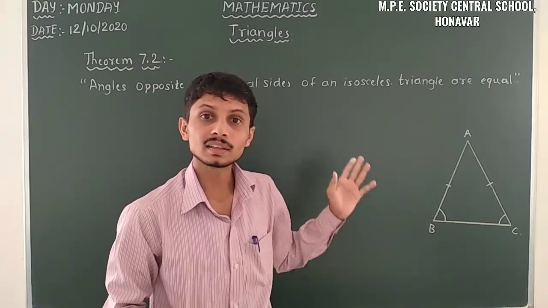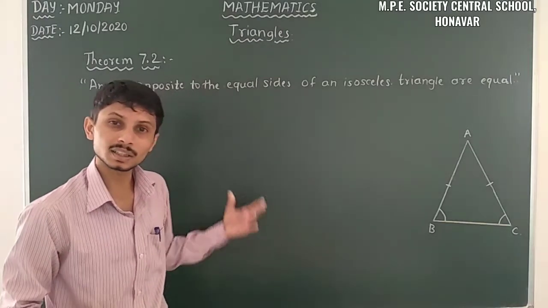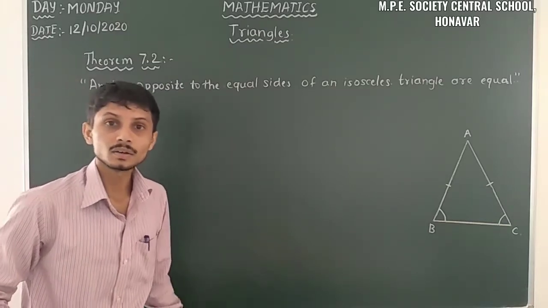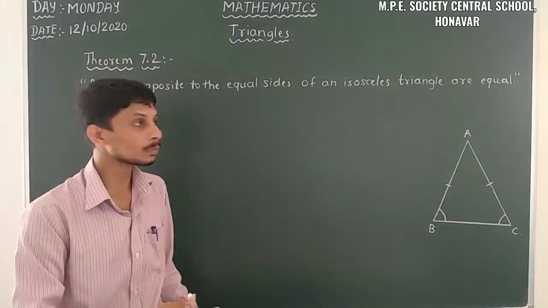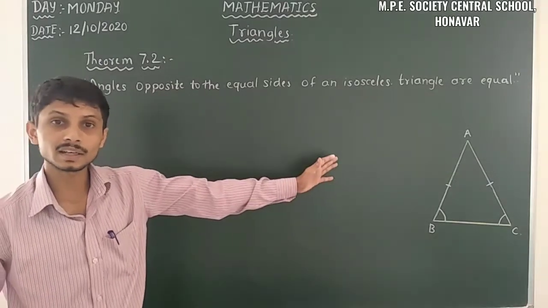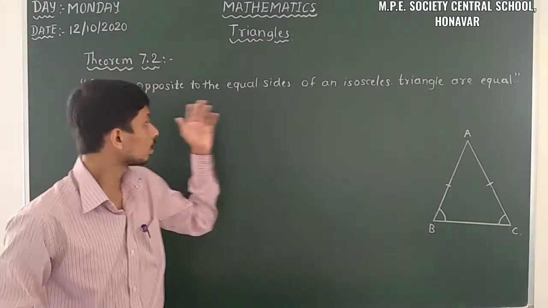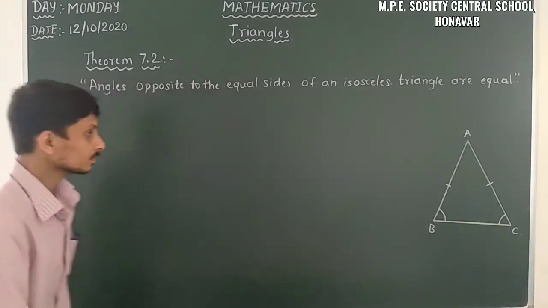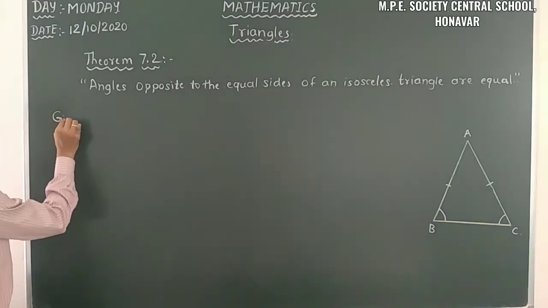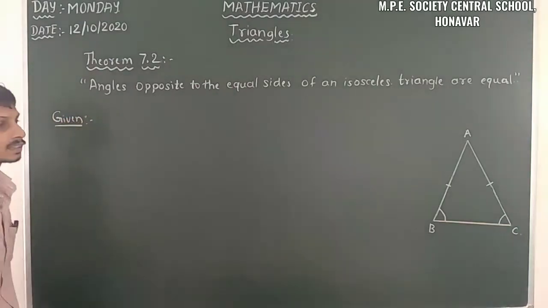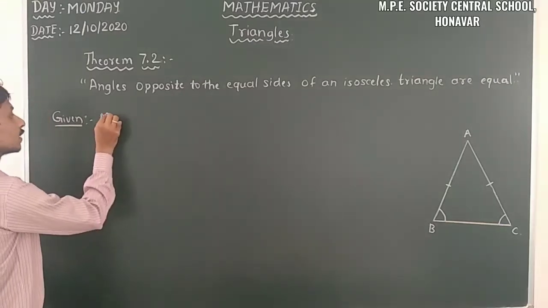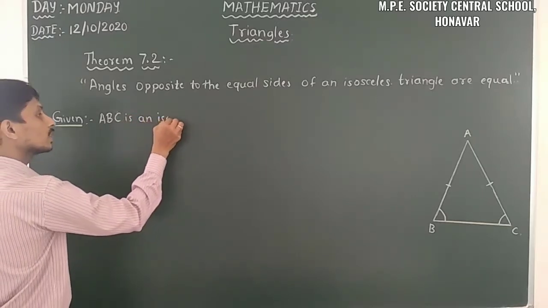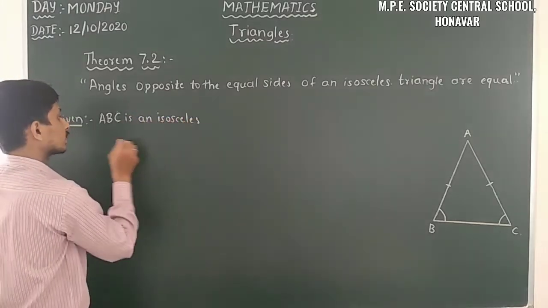Let us take the given terms: what is given, what we have to prove, what we have to construct, and finally the proof. After the proof we can get that the angles opposite to the equal sides of an isosceles triangle are equal. Firstly, what is given here? Given is ABC is an isosceles triangle.